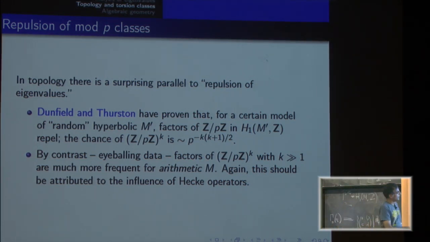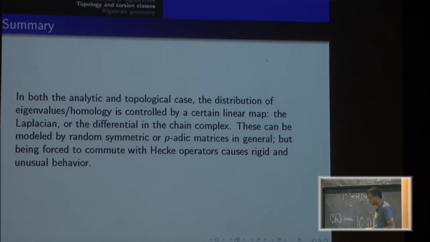of P. So just to summarize the two things I've said, both the analysis as far as eigenvalues and topology are controlled by some linear map. The eigenvalues are controlled by the Laplacian. The homology is controlled by the differential in some chain complex. And the naive thing to do would be to model those as random linear maps, and that corresponds to this prediction, the GOE prediction about eigenvalues of the Laplacian, or this Dunfield-Thurston prediction about topology.